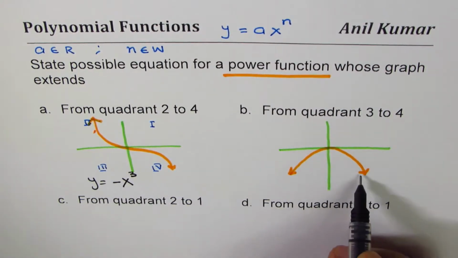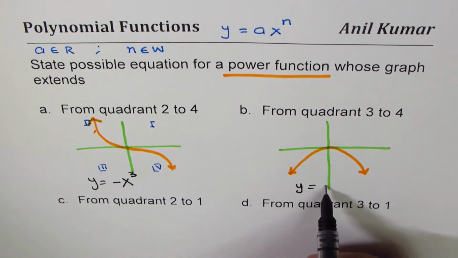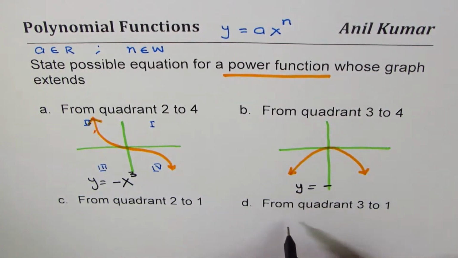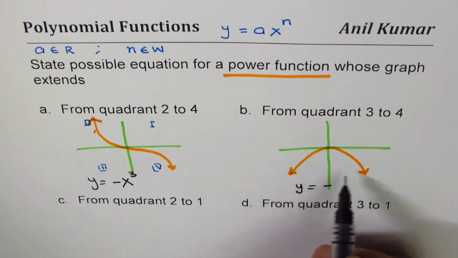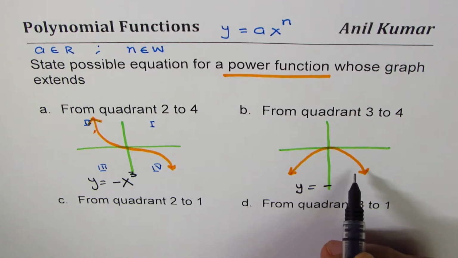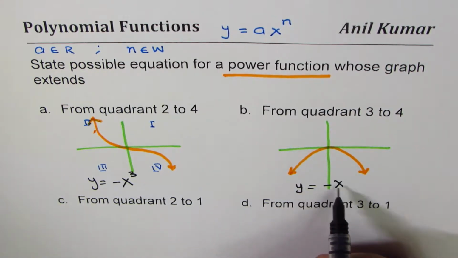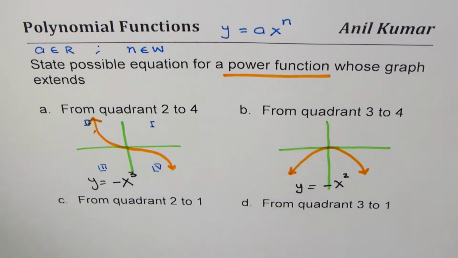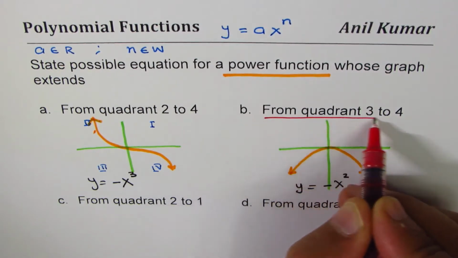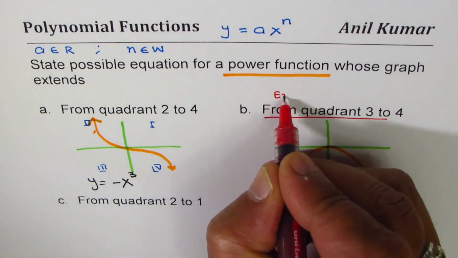Now here, right side is down, so the equation should have a negative leading coefficient. Since both are on the same side, degree has to be even. So it could be x squared, for example. So that is how you could write a power function from the given graph and given end behavior, I should say. What we are giving here is kind of end behavior. So when we say from this to this, it means end behavior.